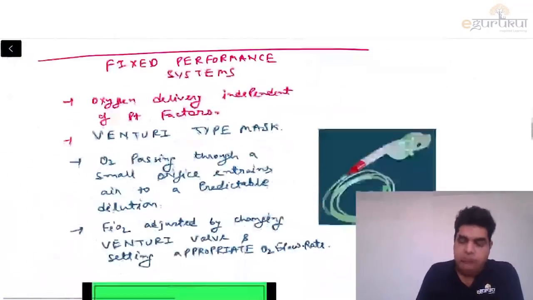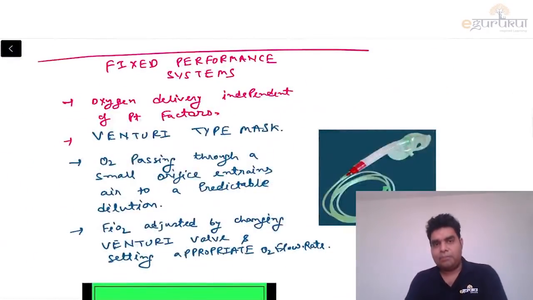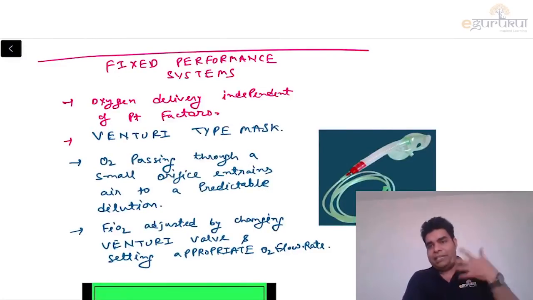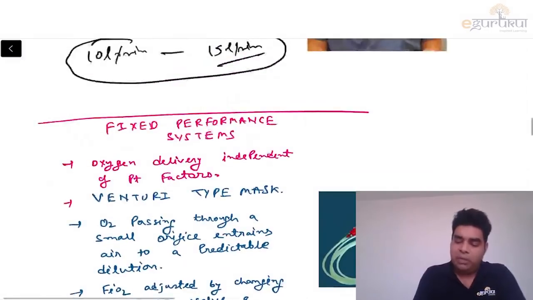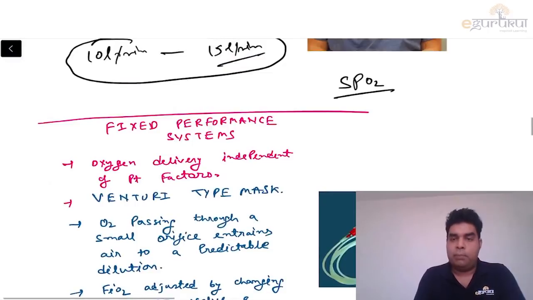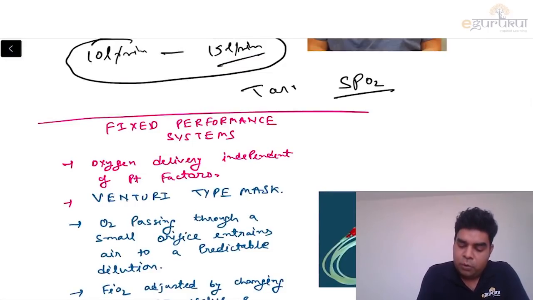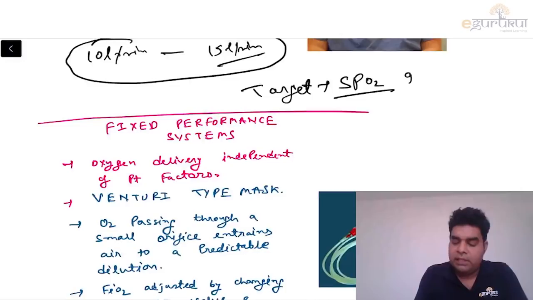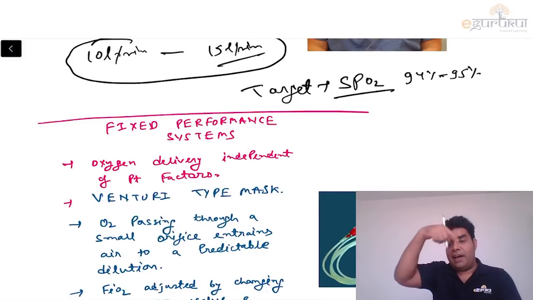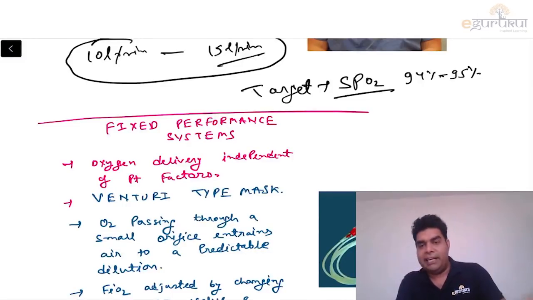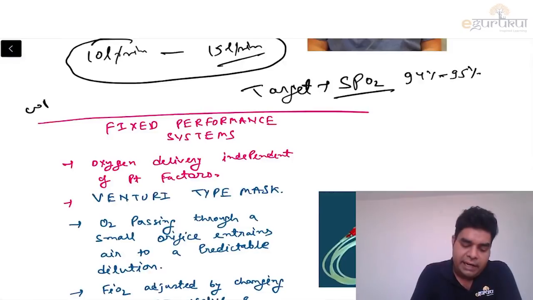Now, after the non-rebreathing mask, suppose the patient's SpO2 is still not coming to 94%. What is our target SpO2? The target SpO2 is 94% to 95%, maximum 94 to 95%. And we have already discussed the target. In ICU setting, it is 90 to 92, and in ward setting, it is 92 to 94%. In ICU setting, it is 90 to 92%.